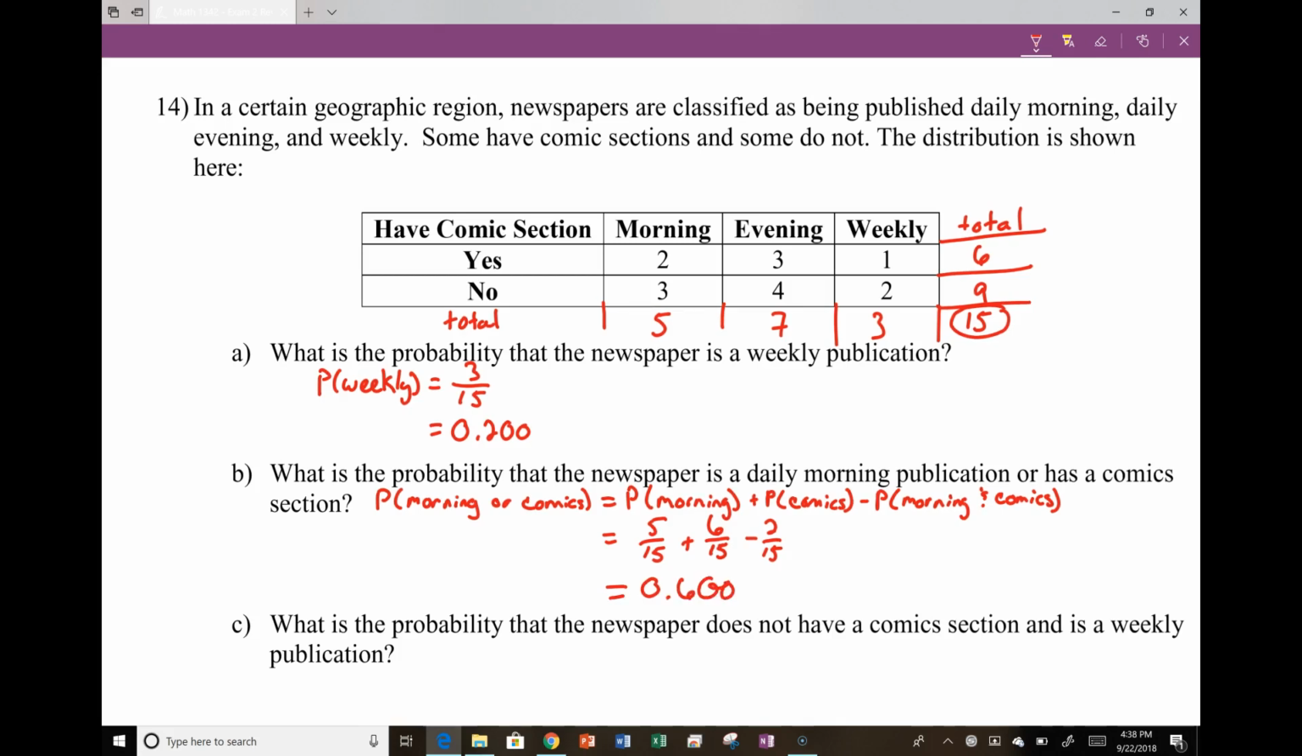Now you'll notice I'm not writing sentences. That's because I have very limited space. You should be writing the sentences so that you know what you're looking at.